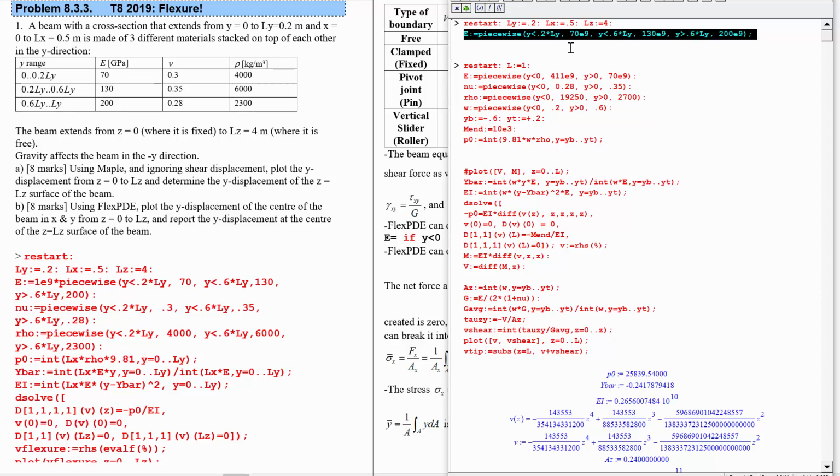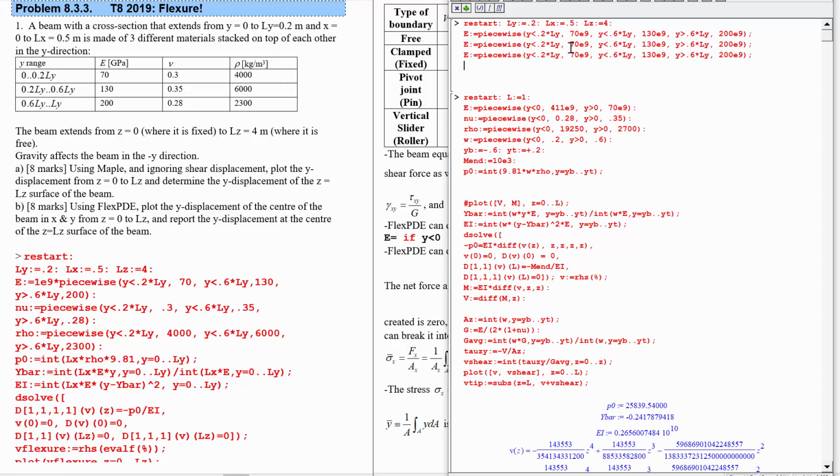Now that we've got that written, we can do something similar for the Poisson's ratio and the density, even though we don't actually need the Poisson's ratio one, in case we want to do a check with shear later and see if that's responsible for some of the difference. It's easy enough to put it in. So we'll put in 0.3, 0.35, and 0.28. And then for the density, 4,000, 6,000, and a lighter material, 2,300. Okay, so here are our material parameters put into this.